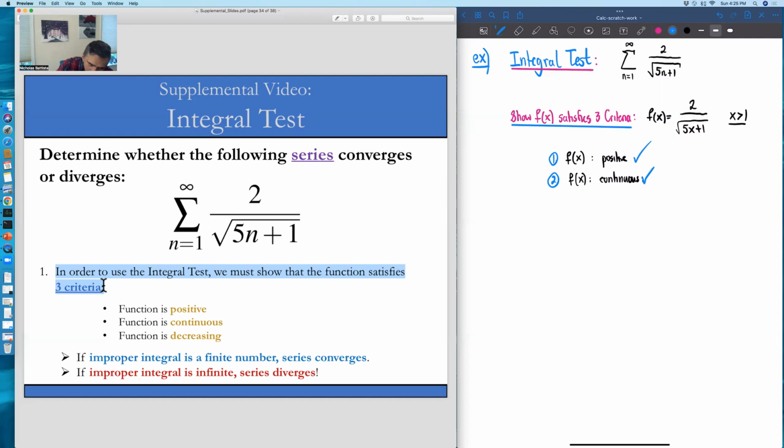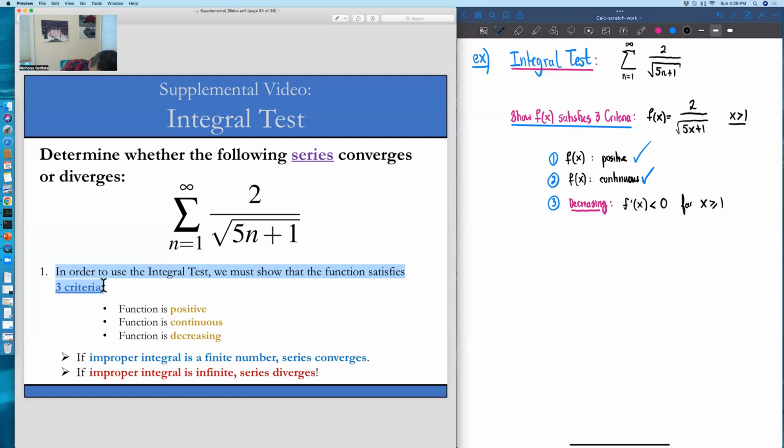Now, this last criteria is that it's decreasing. And we're going to do a little bit of work to show that this function's actually decreasing. And remember, in order to show that a function's decreasing, we can take its first derivative and show that it's always negative on the interval that we care about. In this case, we care about for x values greater than or equal to 1.